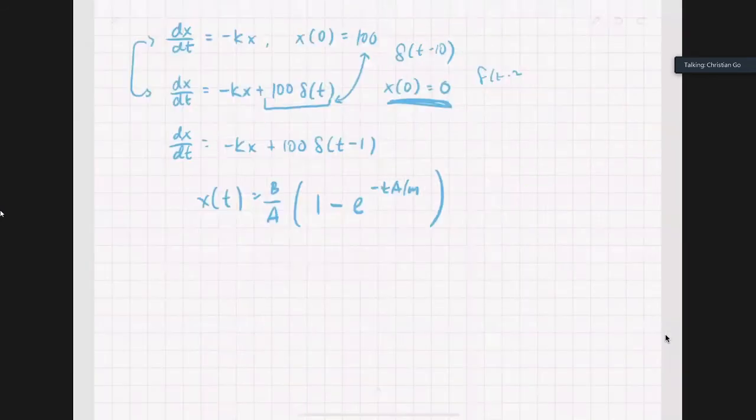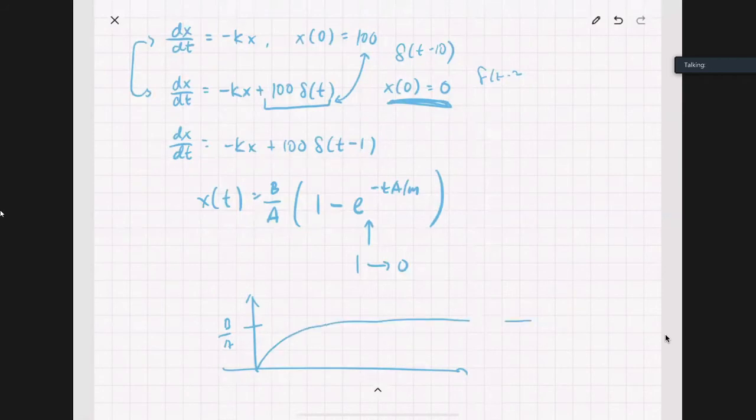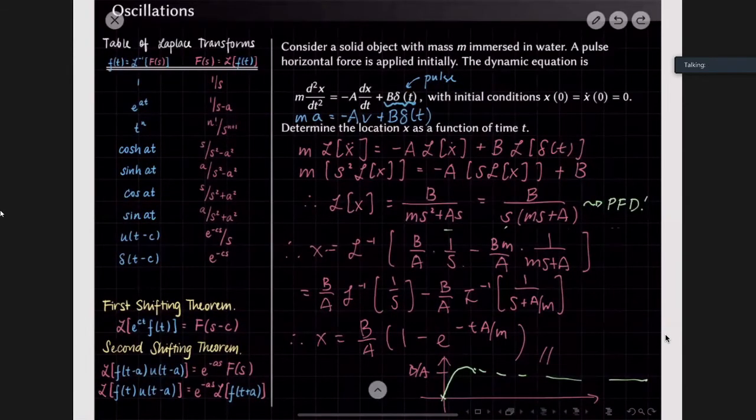This is interesting because, yeah, this is my solution. And the range of this function is one, and then it goes to zero as t increases. So I guess it's not, so what then does this tell me? It starts at zero and then it goes up to b over a, it approaches b over a. But what does that?